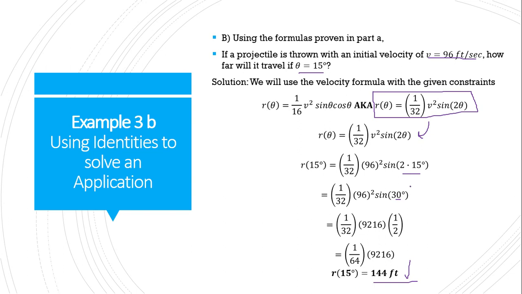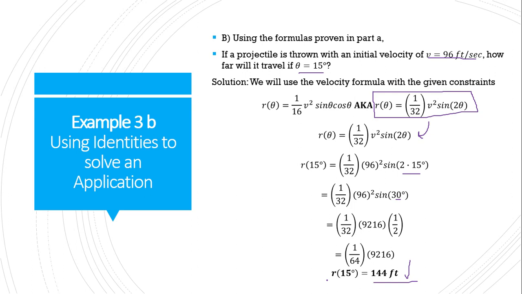Therefore, I just used this crazy velocity formula, which was a product of sine and cosine, and some actual values to figure out that if a projectile is thrown at a 15-degree angle at a velocity of 96 feet per second, it's going to travel overall 144 feet. So let's just say I am throwing a baseball at a 15-degree angle, which I think would be really hard, but I have a lot of force to it. 96 feet per second is my velocity. That baseball is going to go 144 feet.